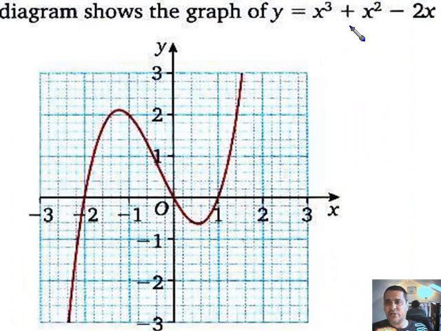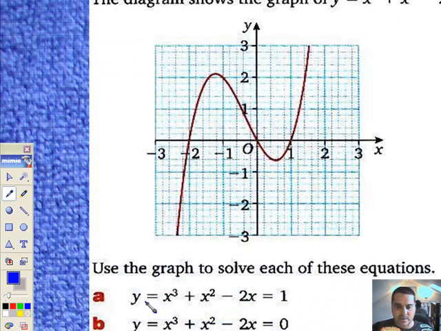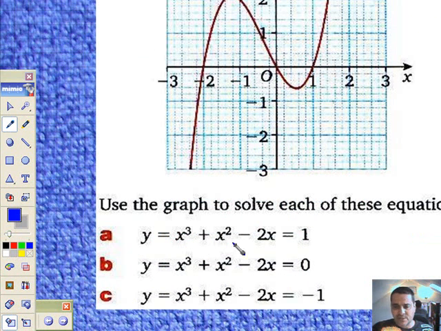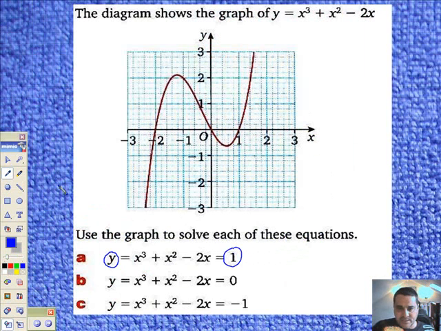So y equals x cubed plus x squared minus 2x. There we go. Right, use the graph to solve each of these equations. So x cubed plus x squared minus 2x equals 1. In other words, I'm looking for where y equals 1. So the line y equals 1 is straight across there.